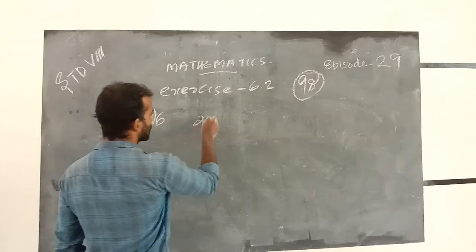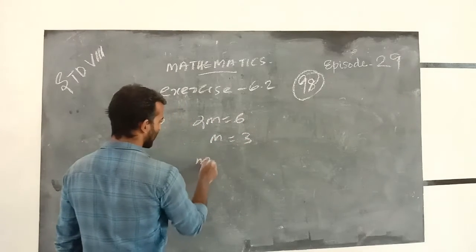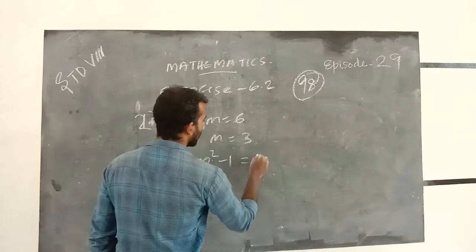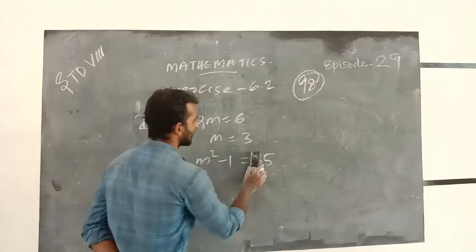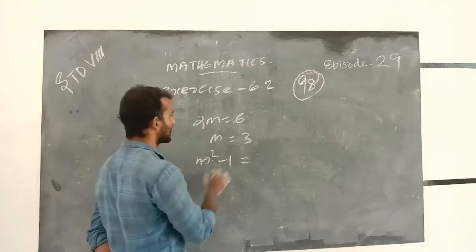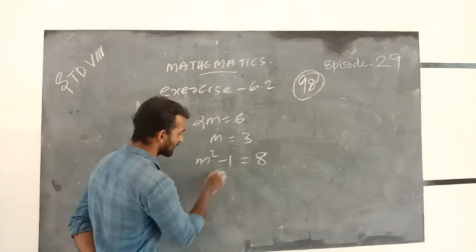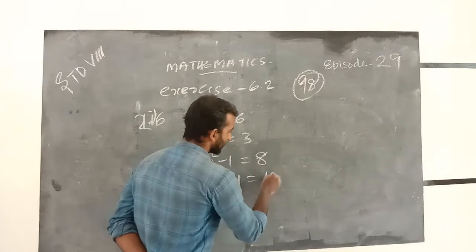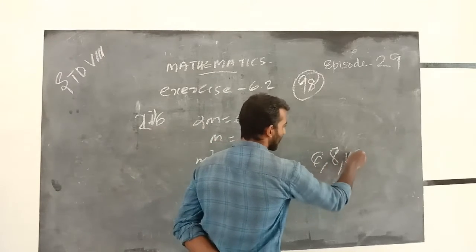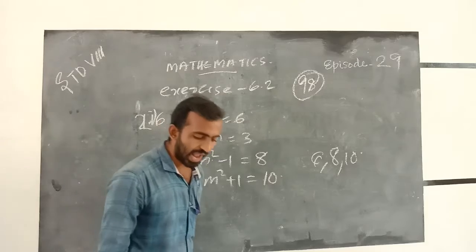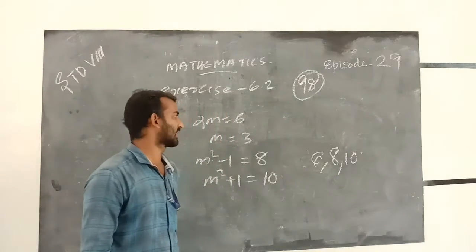That is 2m equal to 6, m equal to 3. That is m square minus 1: m square means 3 square, we get 9, 9 minus 1 is 8. M square plus 1 is 10. That is, the Pythagorean triplets are 6, 8, 10. And next one is 14.